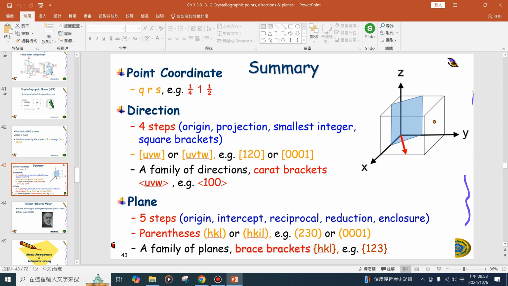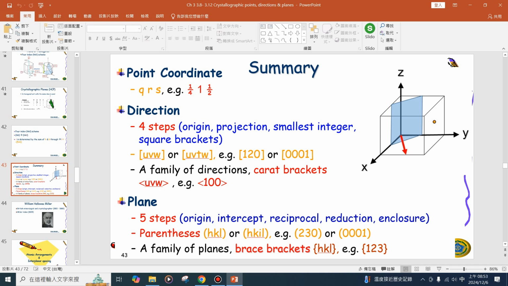Okay, and after that we learned a family of directions. For the family of directions, we use this angle bracket, UVW angle bracket, to represent this and this. They belong to the same family. So 1, 0, 0, 0, 1, 0, 0, 0, 1 can represent the same family of directions. So this is what we call a family.